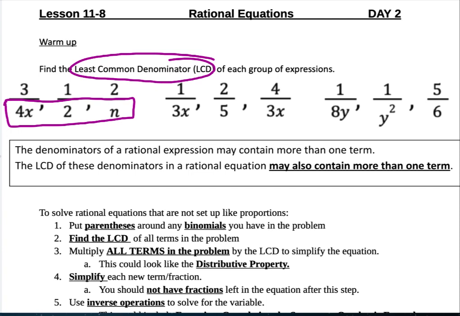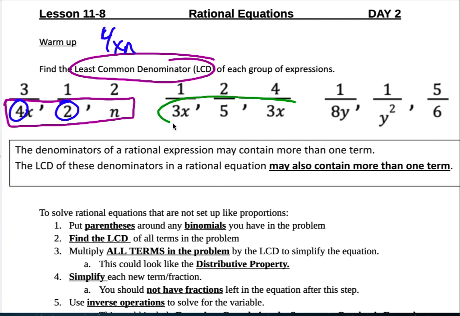Well, for the numbers 4 and 2, the smallest number that could be divided by 4 and could be divided by 2 is 4. The smallest thing that could be divided by x is x, and the smallest thing that could be divided by n is n. Because 4xn could be divided by 4x, it could be divided by 2, and it could be divided by n, and everything in the denominator could be divided out.